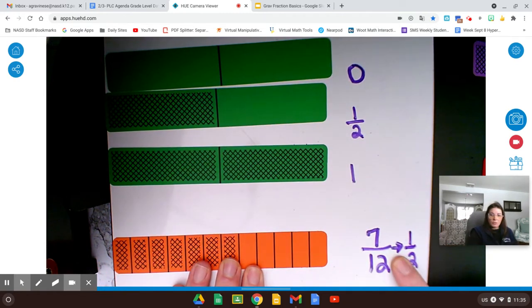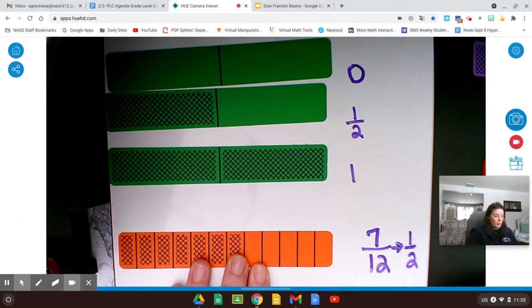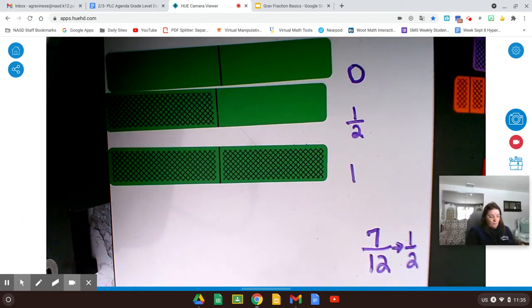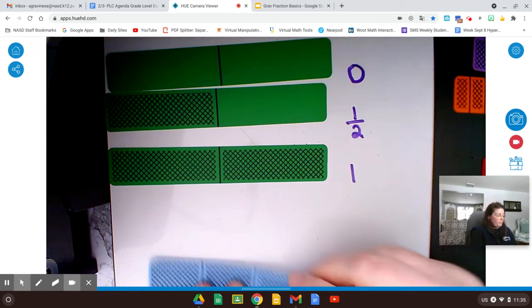Notice I'm not putting an equal sign because they're not equal. I'm just saying that it moves over to 1/2. It rounds to 1/2. All right, let's try one more.